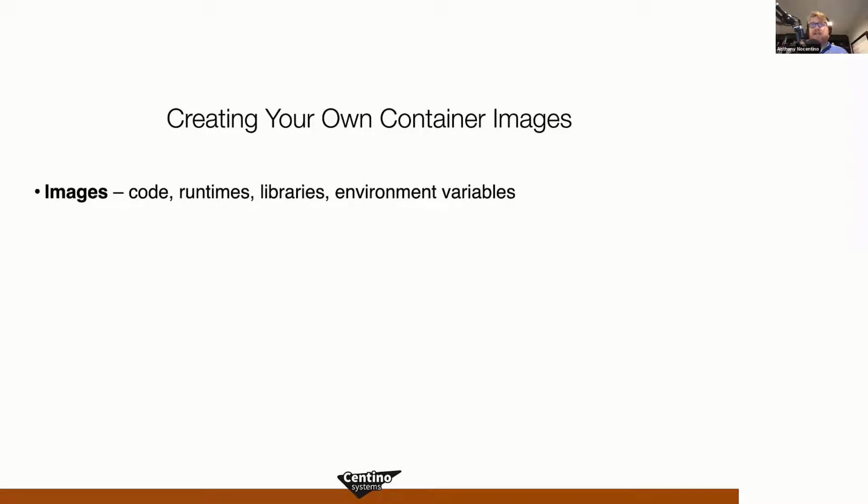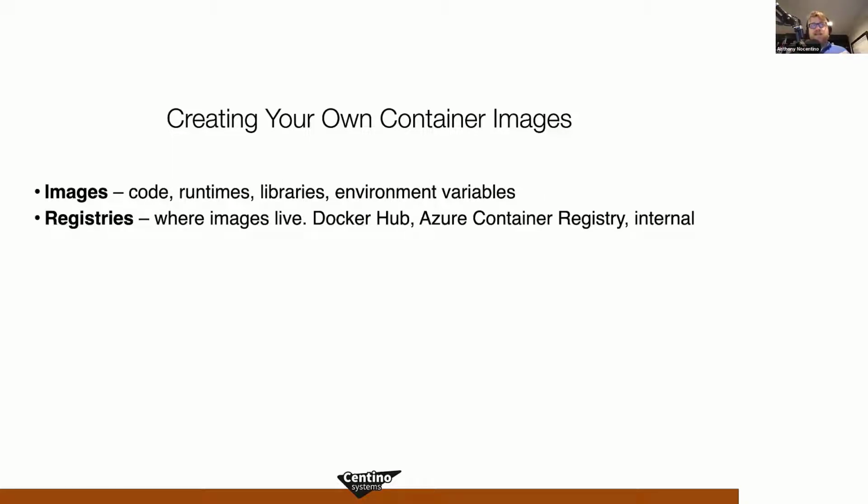It's any of the libraries that it needs, any of the file system components and environment variables that you need to run your application. And today we're going to focus on SQL Server. A running container image is a container. Container images are stored in container registries. So Docker Hub, Azure Container Registry, or even your own internal container registry. And that's where you'll put a container when you want to store it or share it with someone else, right?